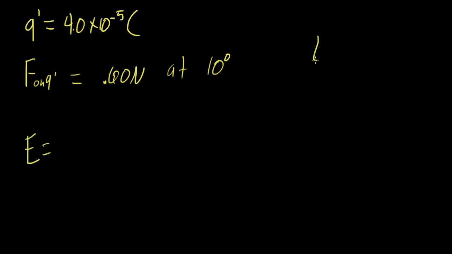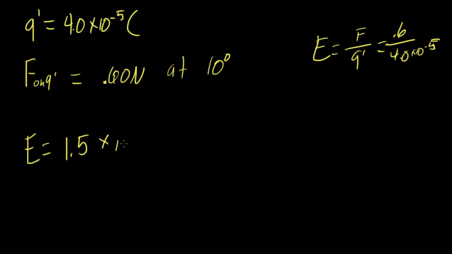Well, like we just said, E is just F divided by Q. So that would be easy. We would do 0.6 divided by 4.0 times 10 to the negative fifth. So when we do that, we get 1.5 times 10 to the negative fourth. An electric field is measured in newtons per coulomb, which makes sense because we're doing force divided by charge. Force is newtons, charge is coulombs, newtons per coulomb. Alright, now, but we wanted the direction.